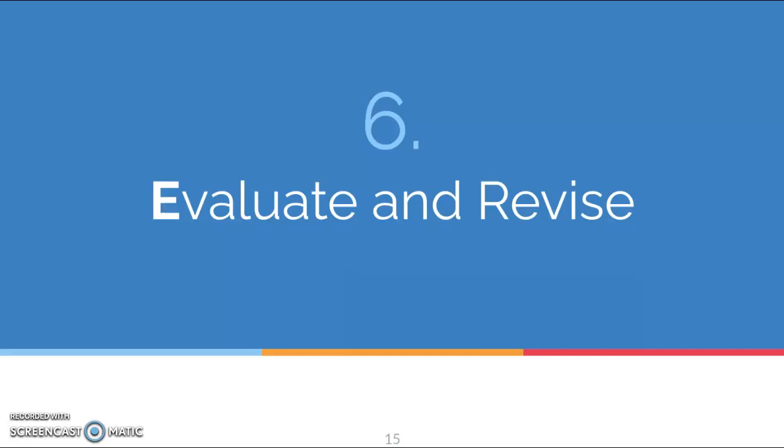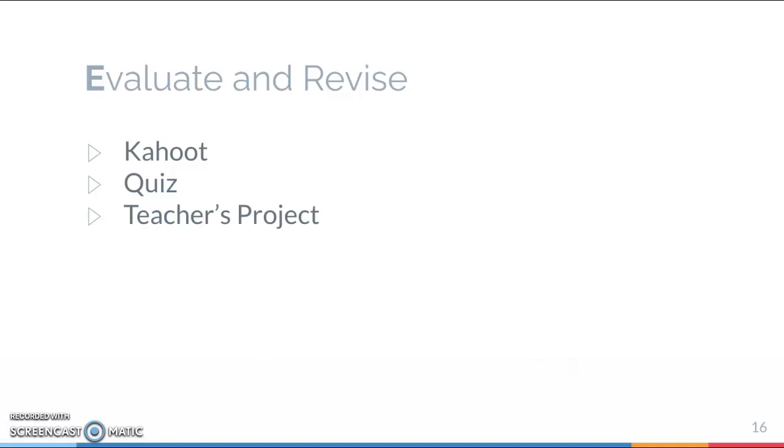And the last step in Assure is the E, evaluate and revise. Again, we've got the Kahoot, the quiz, and then the teacher's project. If I were to implement this lesson, this step would be where I would evaluate its impact on student learning. The Kahoot, the quiz, and Mrs. Smith's final project will provide evidence if students achieved our intended outcomes, and we'll also examine our entire instructional process. Through these tools, we will be able to see, did students achieve the goals that we set out for them at the beginning?